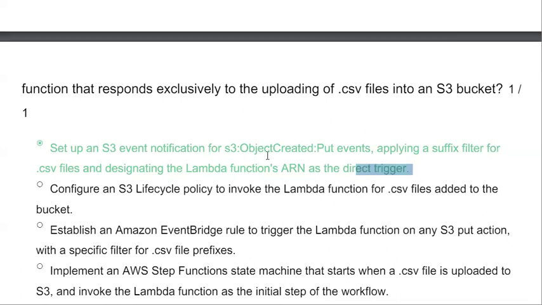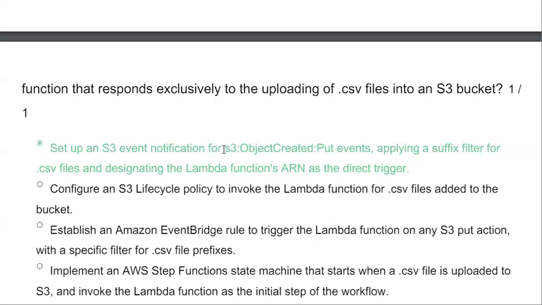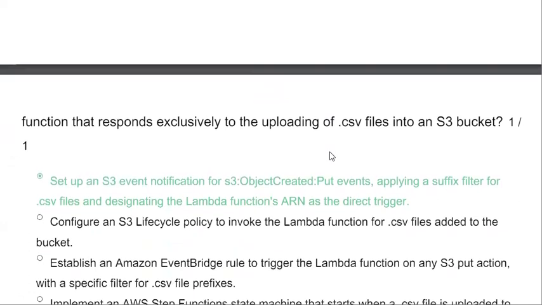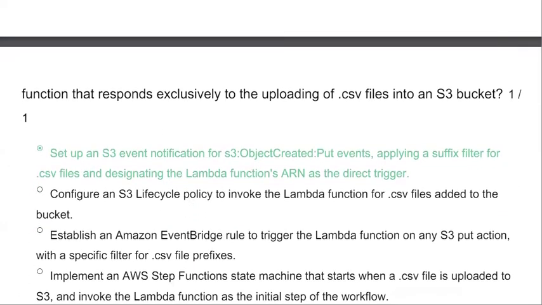Here the direct solution is that whenever an object is uploaded to the S3 bucket, this event will be generated, and after generating this event, we filter every event based on the suffix. If the suffix matches .csv, then we trigger this Lambda function and execute whatever logic we want. So this is the exact answer for this question. Now let's move on to another question.